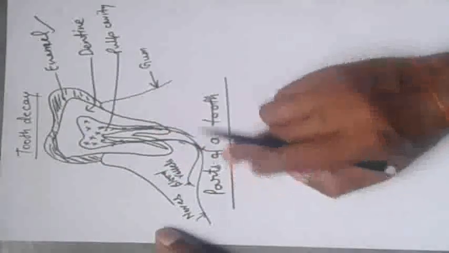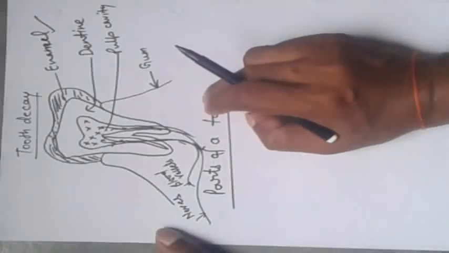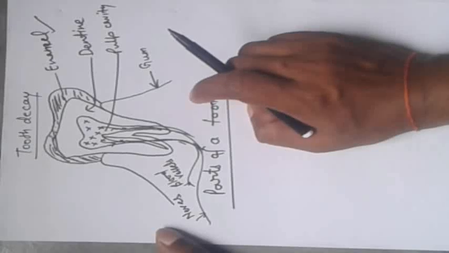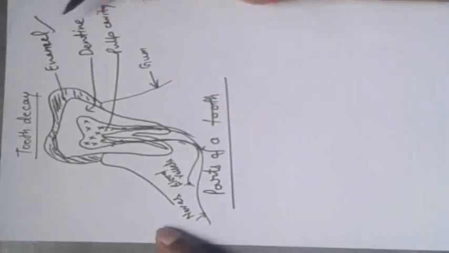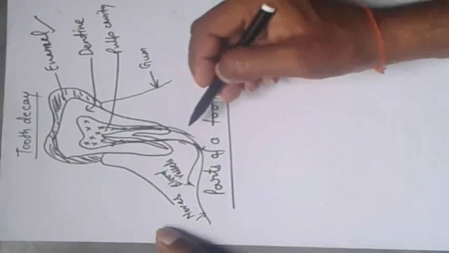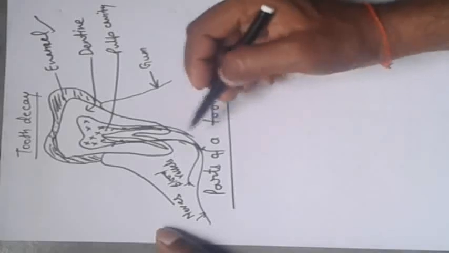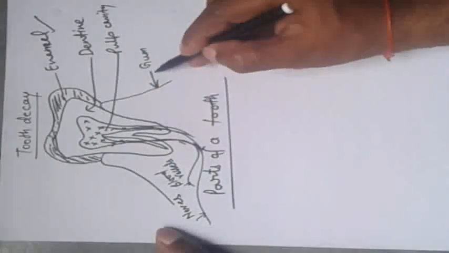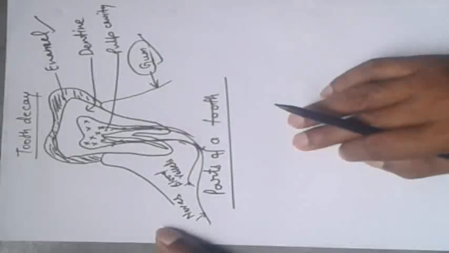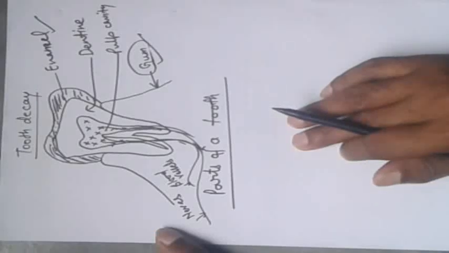This figure shows the various parts of a human tooth, which consists of enamel, dentine, and pulp cavity, and the tooth is supported by a fixed chamber, and it is supported by a gum. So what is tooth decay?